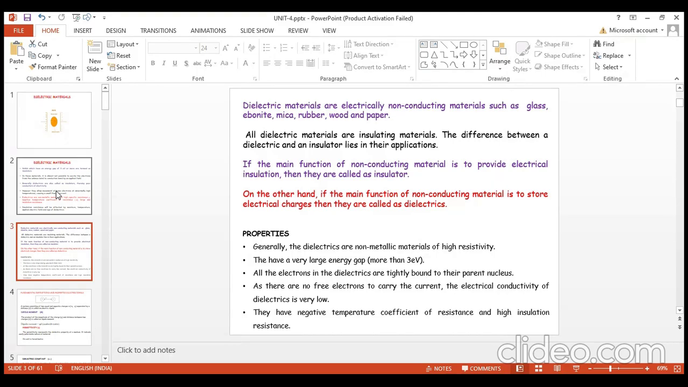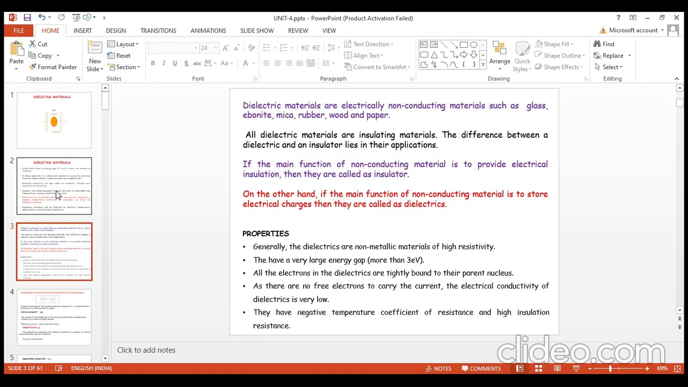All dielectric materials are insulators. The difference between a dielectric and an insulator lies in the applications. If the main function of non-conducting materials is to provide electrical insulation, then they are called insulators. On the other hand, if the main function of non-conducting materials is to store electrical charges, then they are called dielectrics. The general properties: generally dielectrics are non-metallic materials of high resistivity.